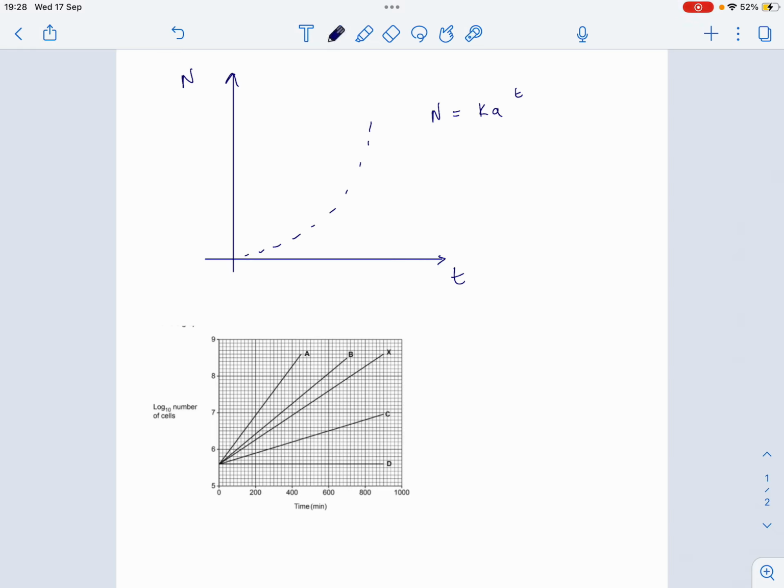You can choose any base of log, but your logarithm in the question is base 10. So I'm going to take log of both sides. Sorry, my Apple Pencil is a little bit laggy. There we go. And using some laws of logarithms, we can show that this makes a straight line relationship.